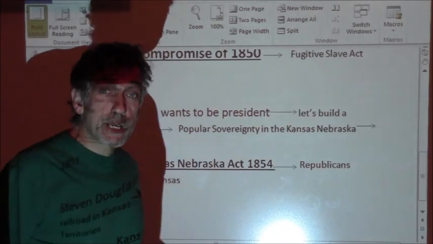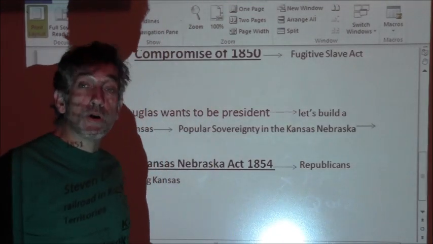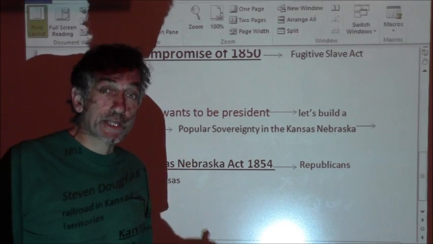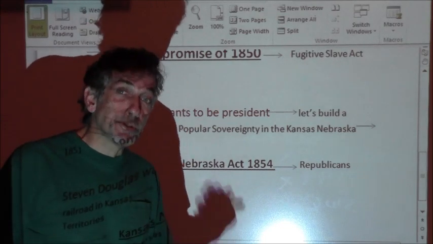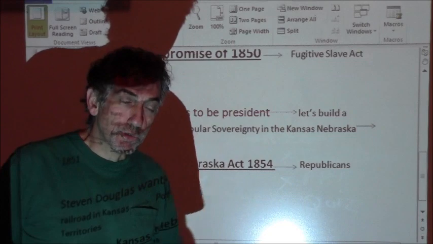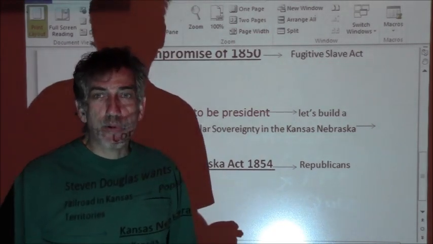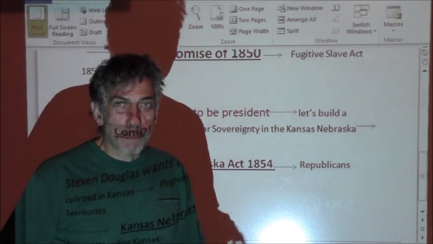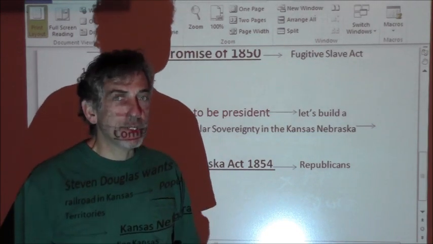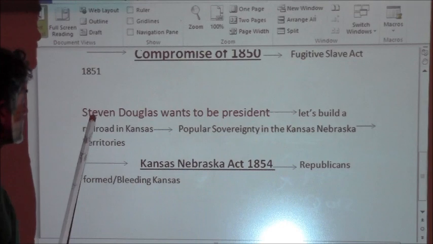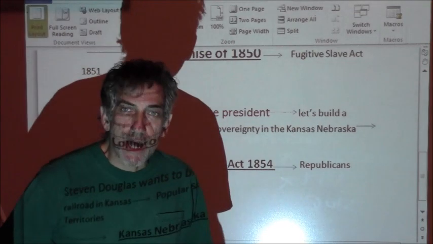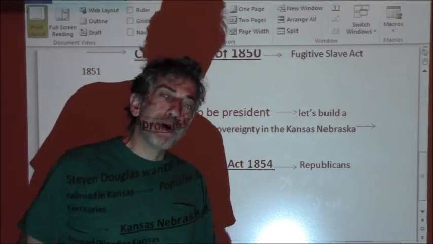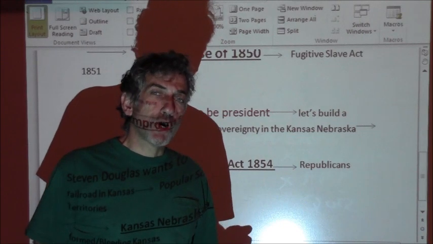The next of the three compromises on slavery is going to be called the Kansas-Nebraska Act, and that's going to be in 1854. But let's back up a little bit, because things cause other things to occur. We left off with the Compromise of 1850, which led to the Fugitive Slave Act, which led to all kinds of problems on slavery. But the issue's not over yet. A guy by the name of Stephen Douglas, he wants to be President of the United States. He's a popular politician, and he wants to show that he can be president.